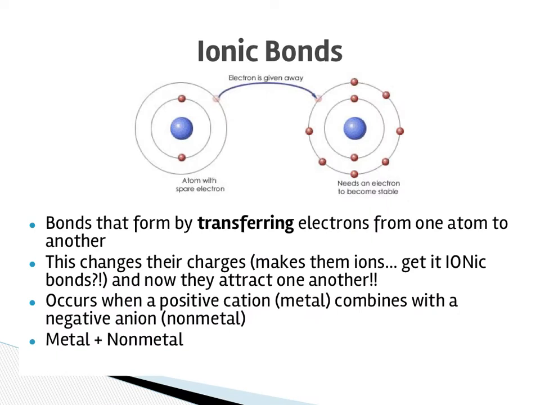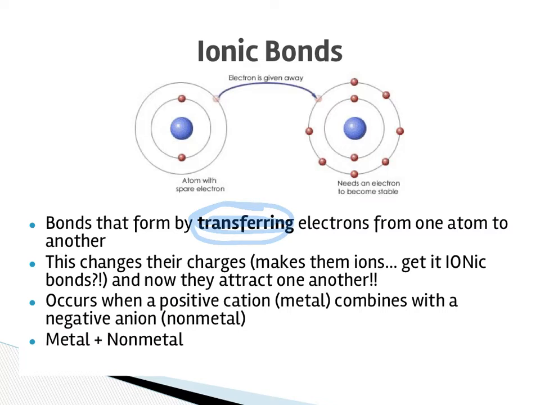So your key word here is transferring. An ionic bond is a bond that forms by transferring electrons from one atom to another. In a test question, I will be looking for that term, transfer. I expect to see that when you're talking about ionic bonds. This changes their charges, making them ions. Remember, the way we form an ion is by gaining and losing electrons, and the whole point of an ionic bond is that it's a bond between ions.